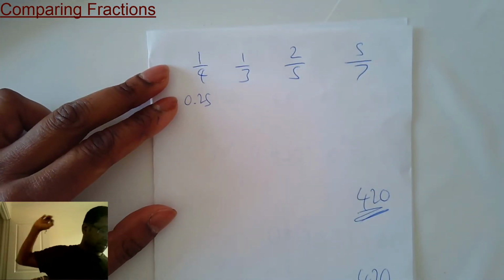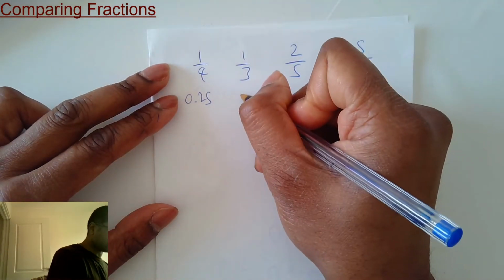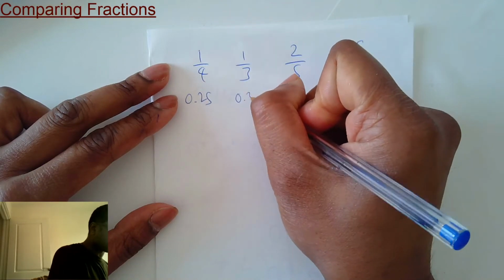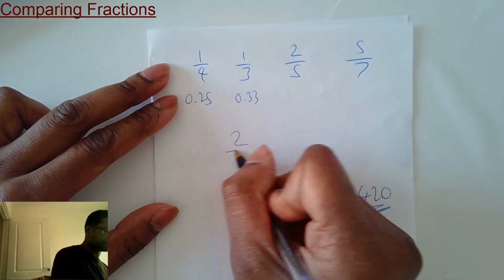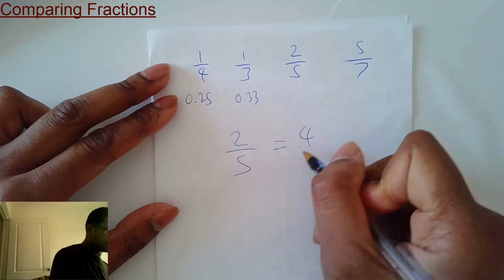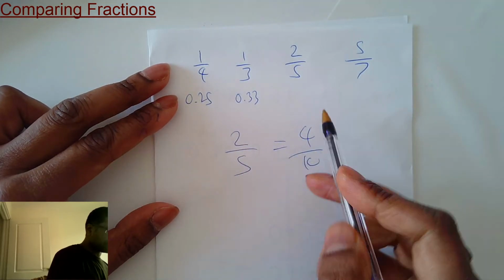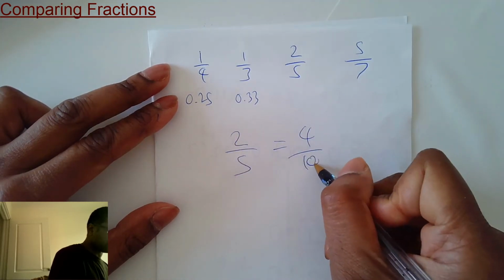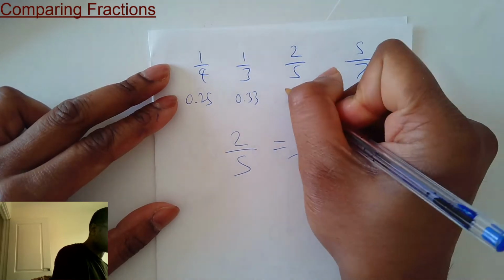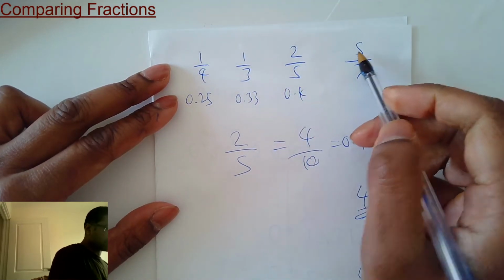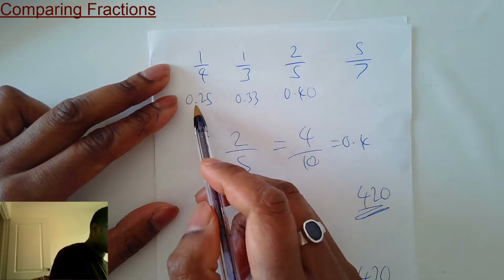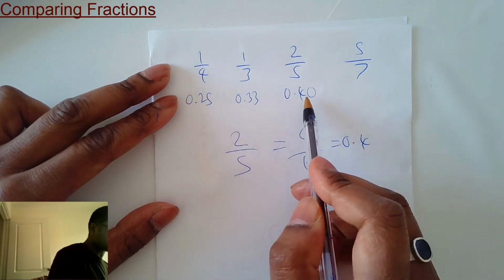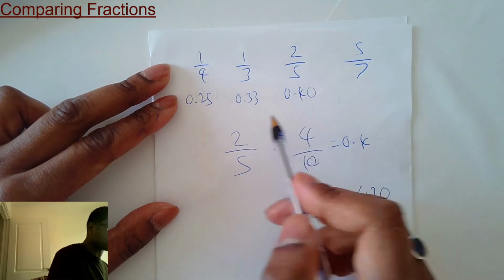1/3 is 0.3333, 0.3 recurring. 2/5, times the bottom by 2, times the top by 2. So you've got 4/10, which happens to be 0.4. This one, okay, I'm going to put an extra 0 there to be consistent because I've got 2 digits. I want 2 digits there so I can easily compare.